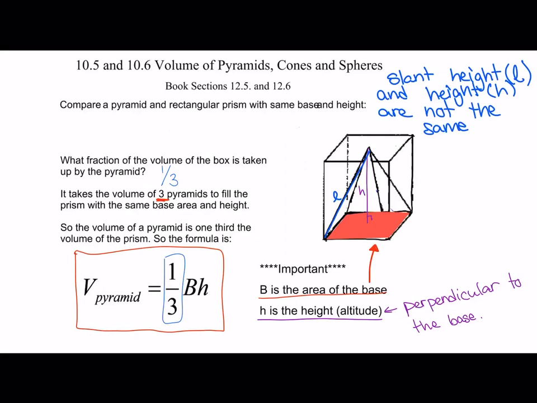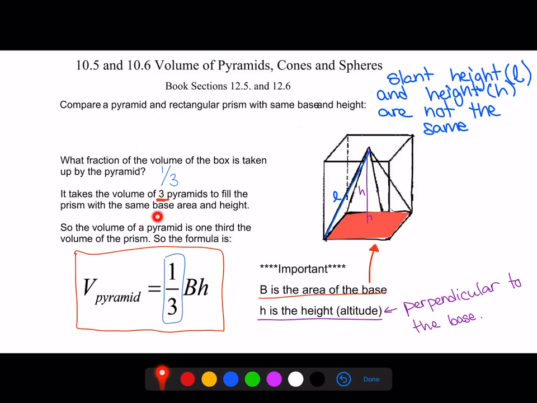If we were to compare a pyramid and a rectangular prism with the same base and the same height, we would notice that the volume of the pyramid compared to the volume of the prism is 1/3. So, it takes the volume of 3 pyramids to fill the prism with the same base area and the same height. So if I wanted to find the volume of a pyramid or any figure that ends in a single point at the very top, the volume would be equal to 1/3 big B, which is the area of our base at the bottom, times the height of our actual prism.